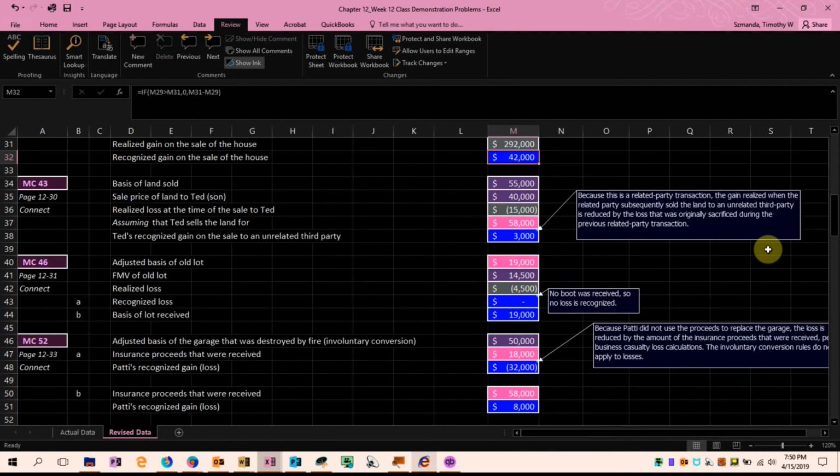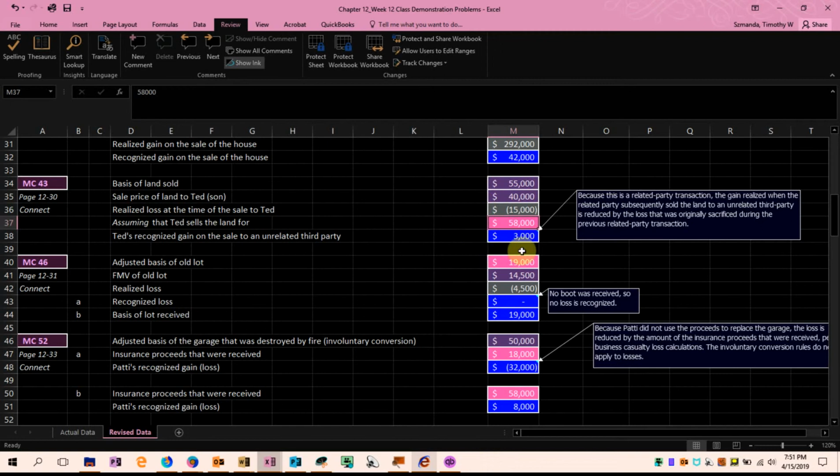Number 43 on page 1230 is a case where Nigel sells land with a basis of $55,000 to his son Ted for $40,000. The land's fair market value at the date of the sale is $40,000, and he paid $55,000. So there's a potential $15,000 loss. So if we assume that Ted sells the land for $58,000, the question is how much of the gain is recognized.